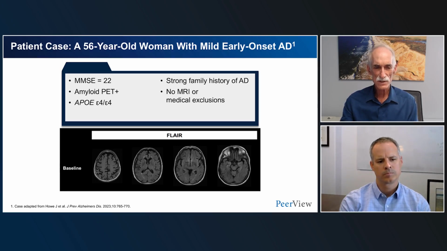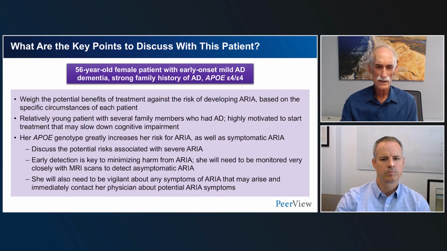So this is a 56-year-old woman who has mild early onset dementia. You can see her age. Her MMSE is 22, so putting her really in the mild dementia range. She has a positive amyloid PET scan. Her APOE is E4/4. There's a strong family history of AD, and she had no baseline MRI exclusions. So the question is, is this patient appropriate for treatment?